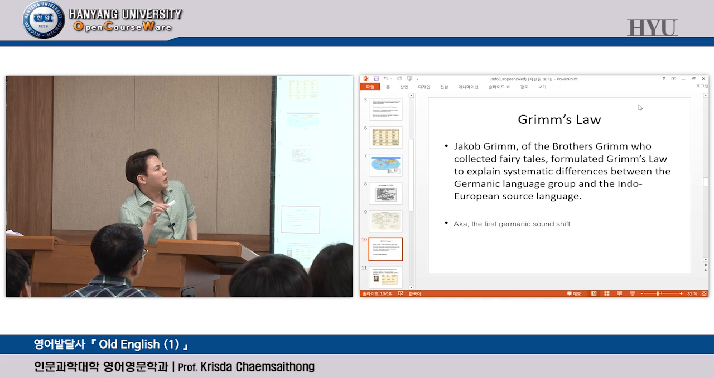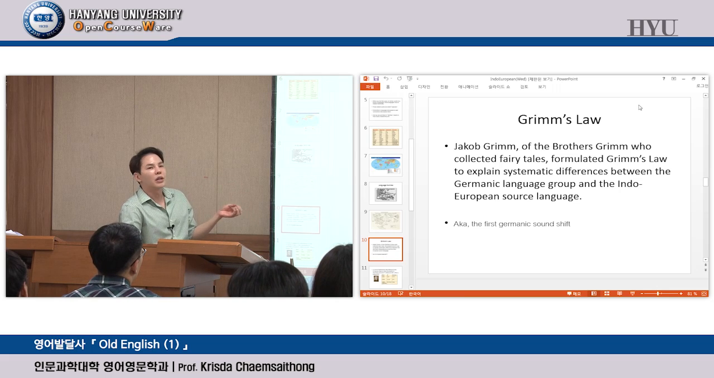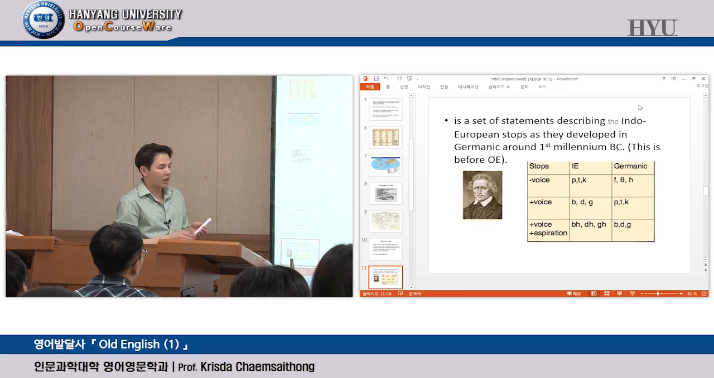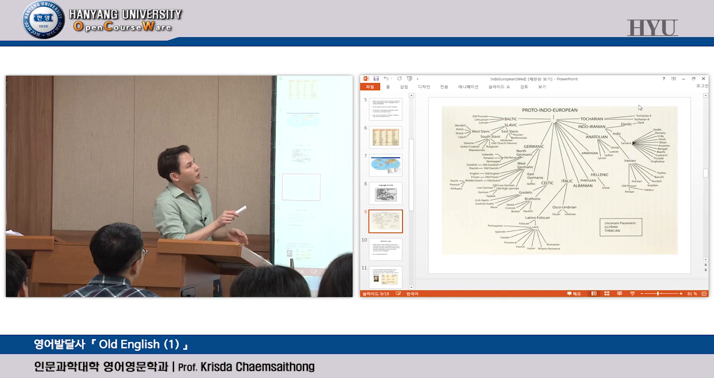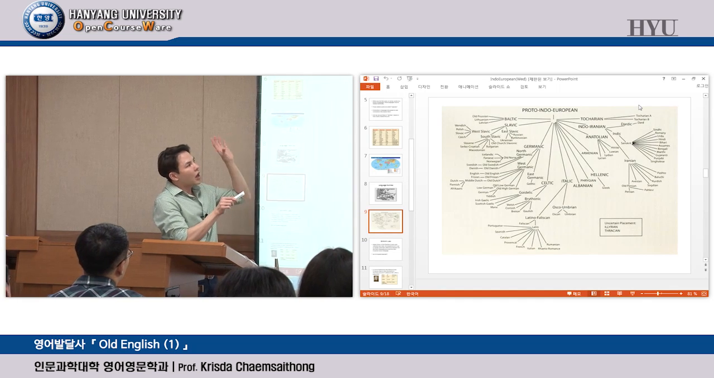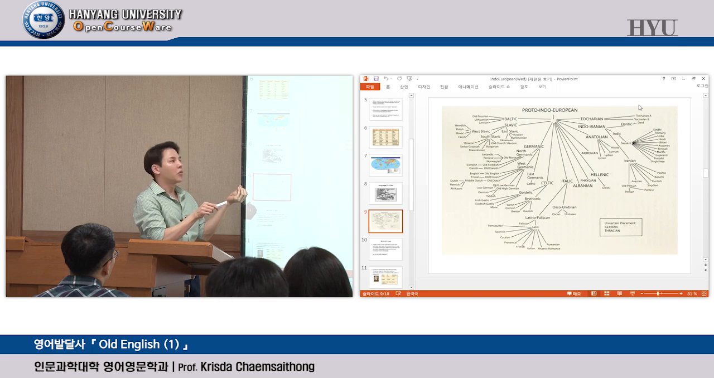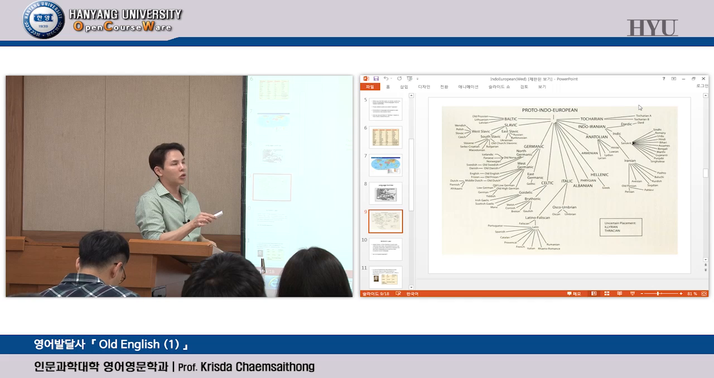Grimm's Law. There is this guy, Jacob Grimm, of the brothers Grimm who collected fairy tales. He formulated Grimm's Law to explain systematic differences between the Germanic language group and other groups in Indo-European. Remember this: up top you have Indo-European. So how does Indo-European change into Germanic? There is a set of linguistic rules, which we call Grimm's Law, that changed Indo-European into Germanic.